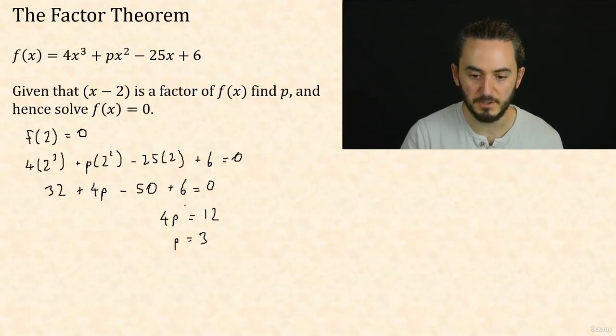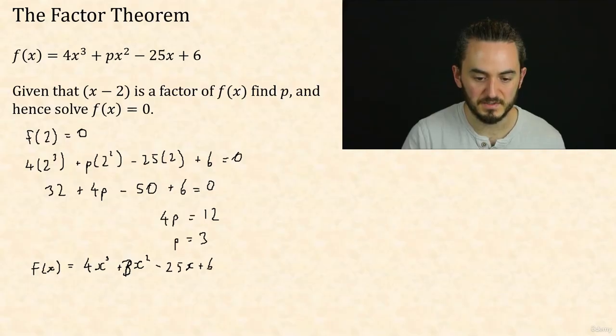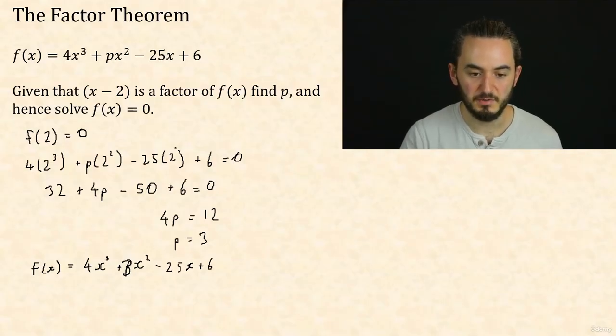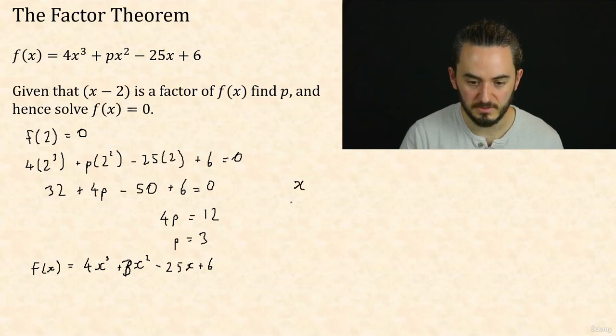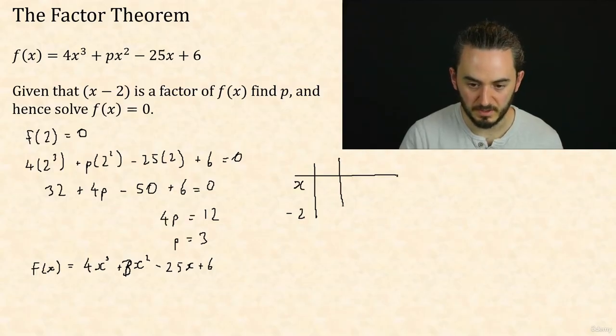That was naughty. So what I now know is that f of x is equal to 4x cubed plus 3x squared, because I've worked out what p is, minus 25x plus 6. I also know that x minus 2 is a factor, so I can divide f of x by that. So I'll just do that here. x minus 2. And so I'm going to get a quadratic equation up here.